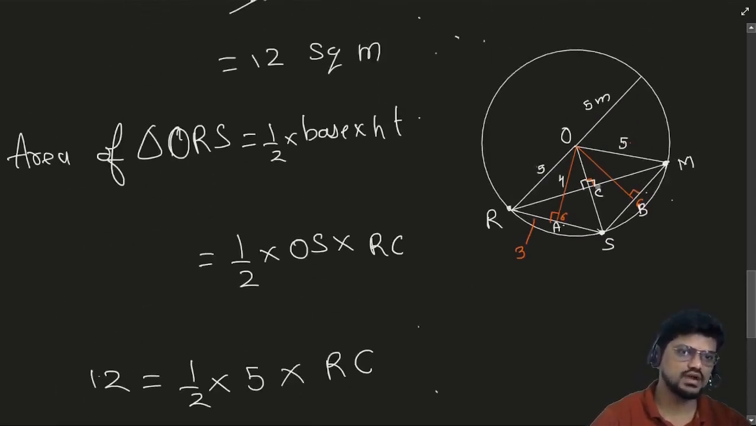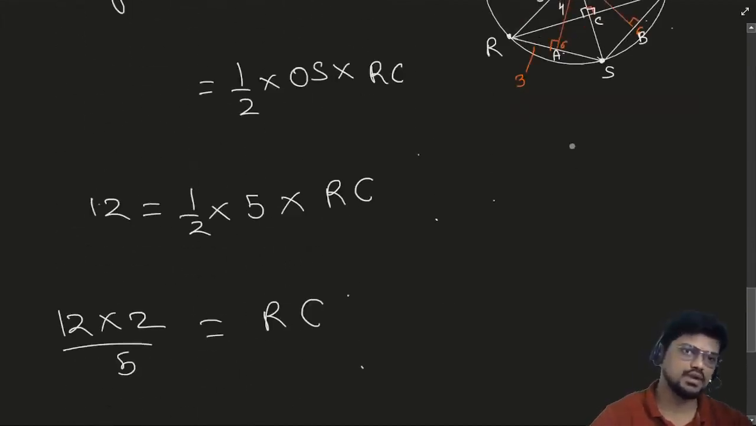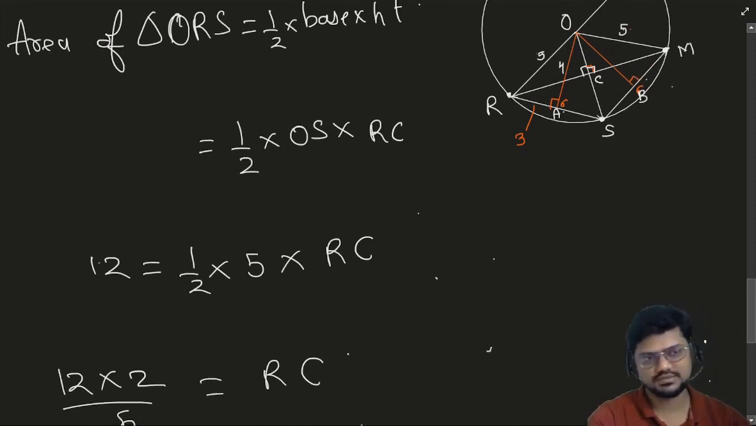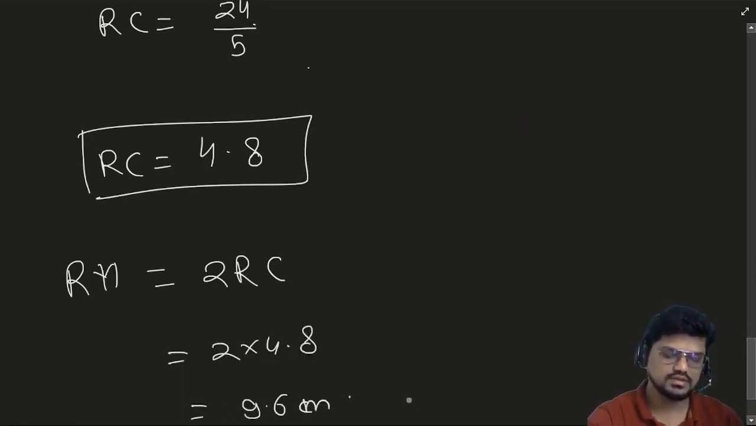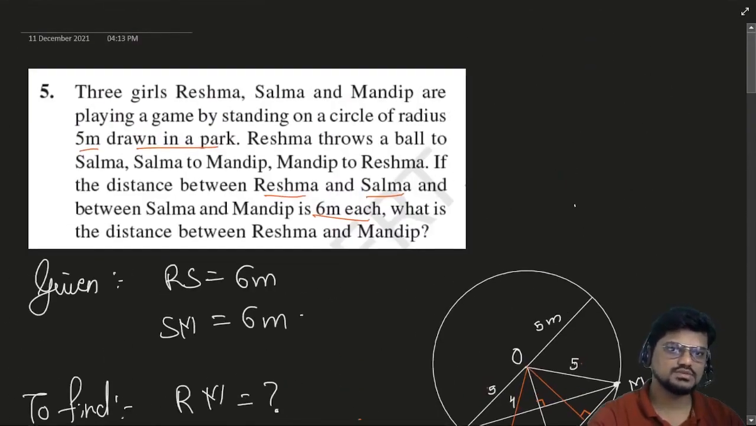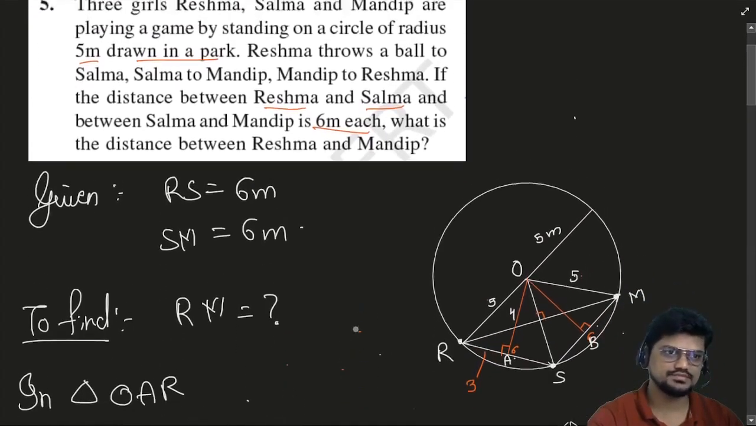And you need to find what is the value of RM. Since it is perpendicular, these two sides will be equal. So OC is a perpendicular bisector of RM, right? So the value of RM will be twice of RC. That is twice of 4.8. So that gives you 9.6 meter. So the distance between Reshma and Mandip is 9.6 meters.